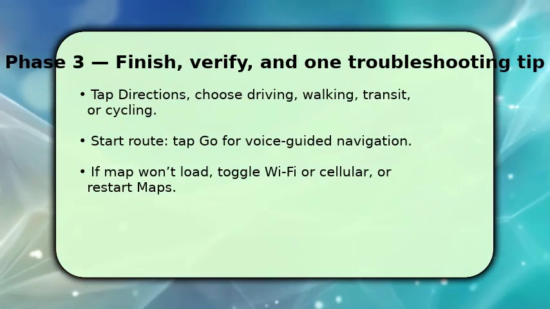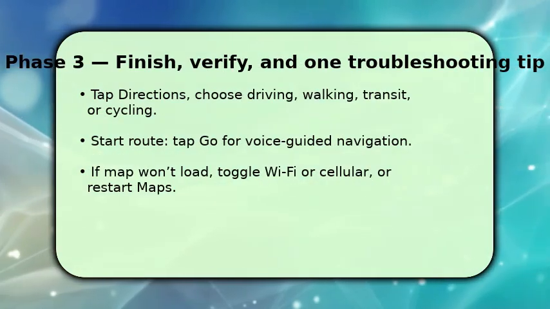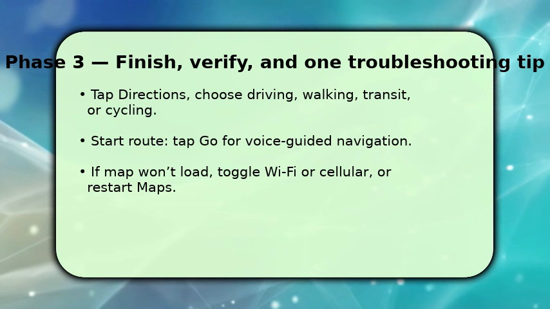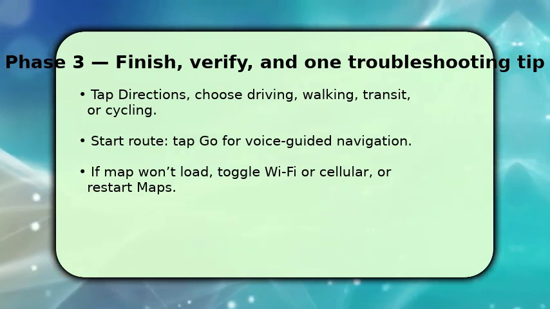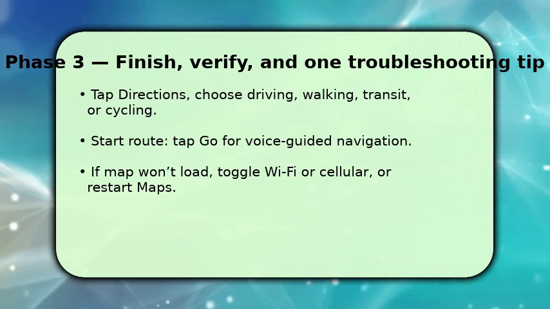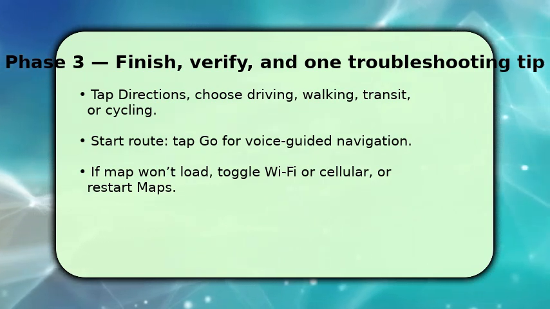After you've chosen a place, press directions and pick the travel mode you need. Driving, walking, transit, or cycling each show tailored routes. Tap Go to start turn-by-turn guidance. Voice prompts will follow if your volume is on.